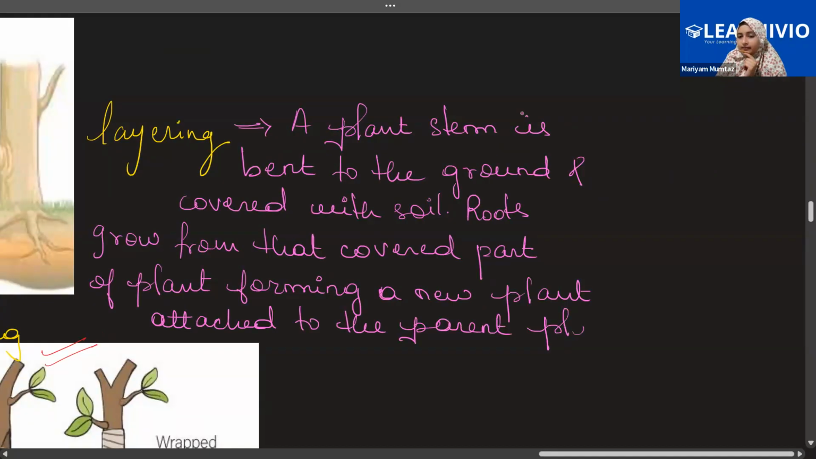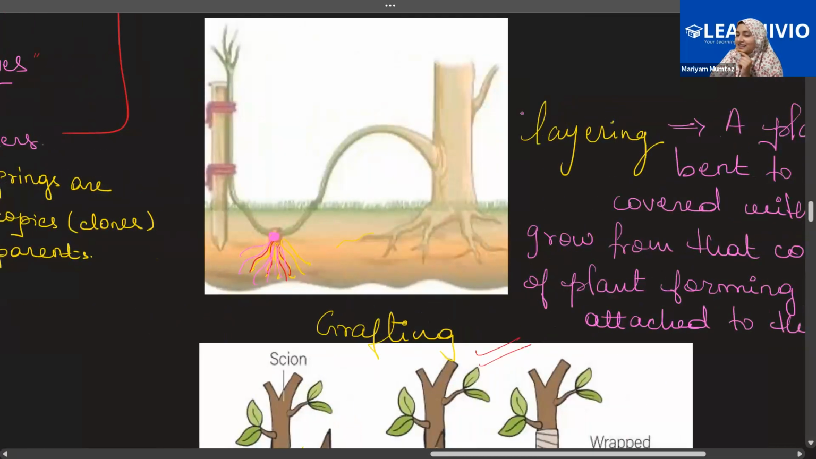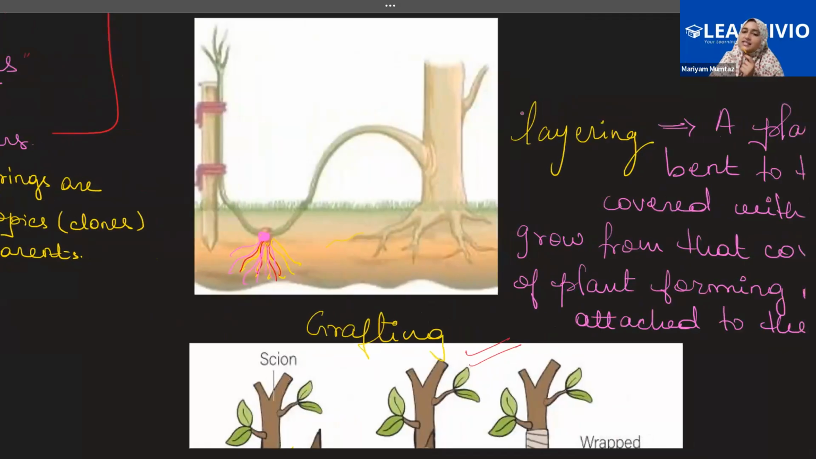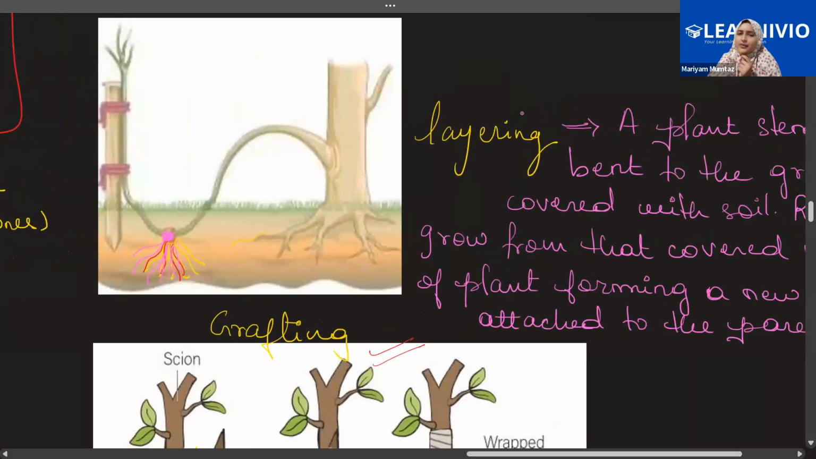Independent because it's going to grow its own roots, right? But see here, it is still connected to the parent plant. If it breaks off, then it dies. So the branch is coming from the parent plant only, so you can say that in one way or the other, it will stay connected to the parent plant. So we can say that it is sort of dependent.